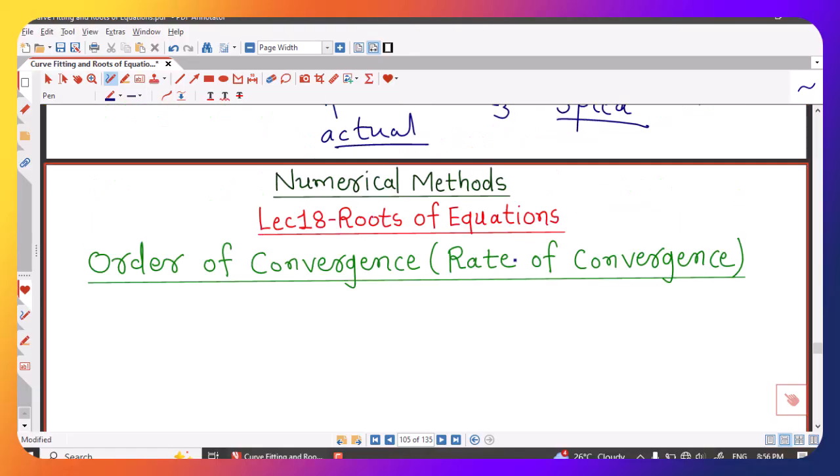So this is just a brief introduction to the order of convergence, and we require this much introduction only in our engineering mathematics numerical analysis.